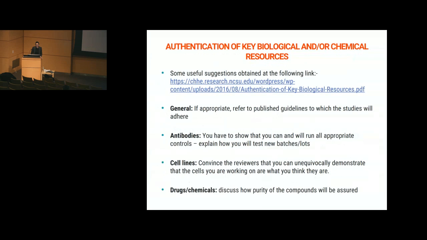So coming back to websites, here you can find more details; refer to published guidelines if they apply in your setting. For antibodies, you have to show that you can and will run all appropriate controls, and how you will test new batches and lots. Cell lines: convince the reviewers that you can unequivocally demonstrate that the cells you're working on are what you think they are. And drugs and chemicals: discuss how purity of the compounds will be assured.